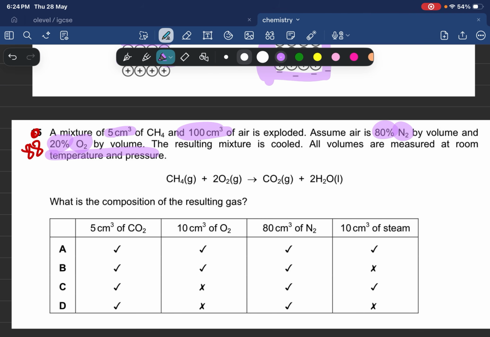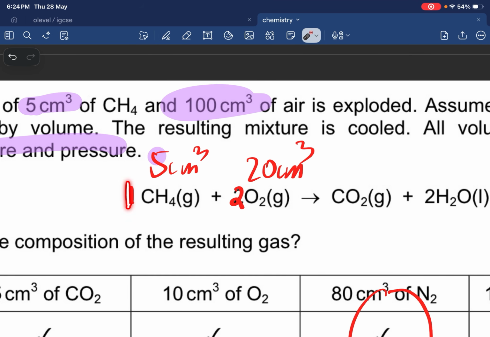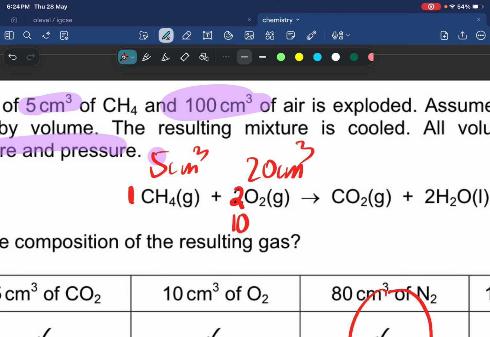Again, I told you that you don't use all the thing and that stuff. You have 5 cm³ of this. 100 cm³ of air contains 20 cm³ of this. Okay, and the nitrogen is going to remain 80, right? Oxygen, to react with 1 mole of CH4, you need 2 moles of O2. So if you have 5 moles of this, because the mole ratio equals the volume ratio as I explained, you will require 10 cm³.